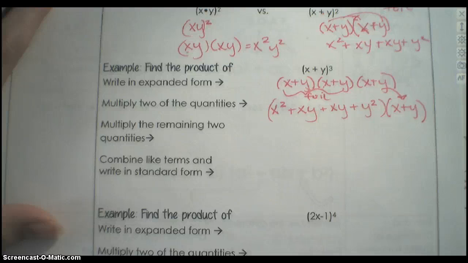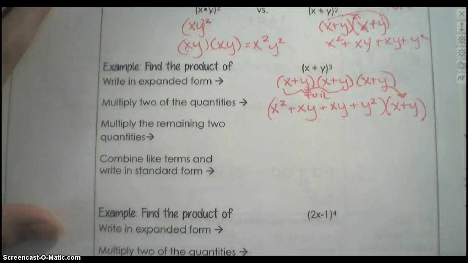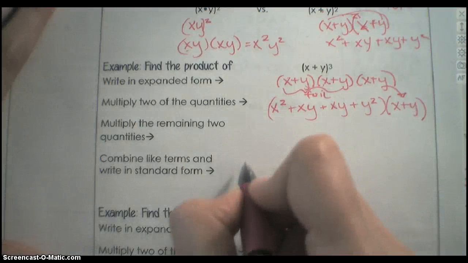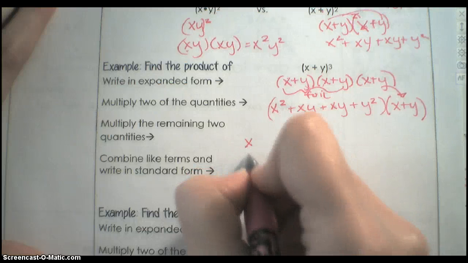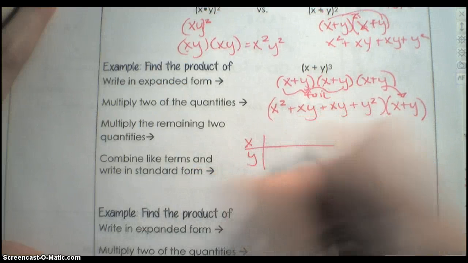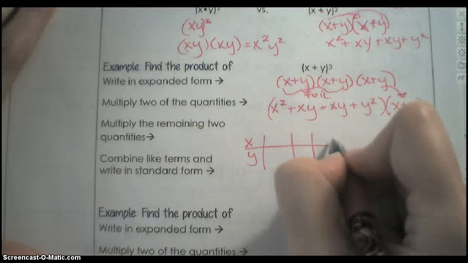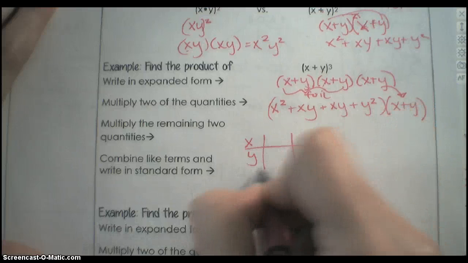So now we can go ahead and multiply the remaining 2 quantities, these 2. Let's go ahead and use our chart like we did on the last page. So we have an x and a y, and we're going to multiply it by 3 things here.